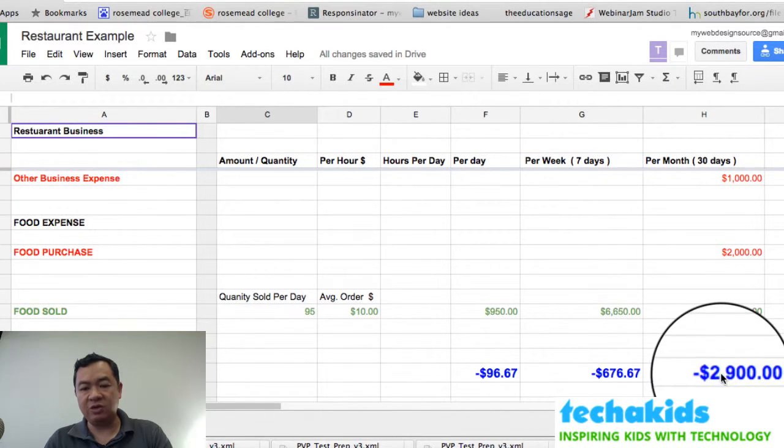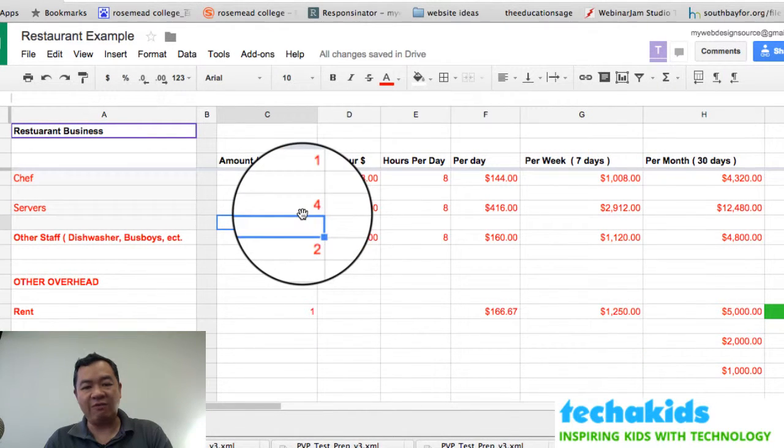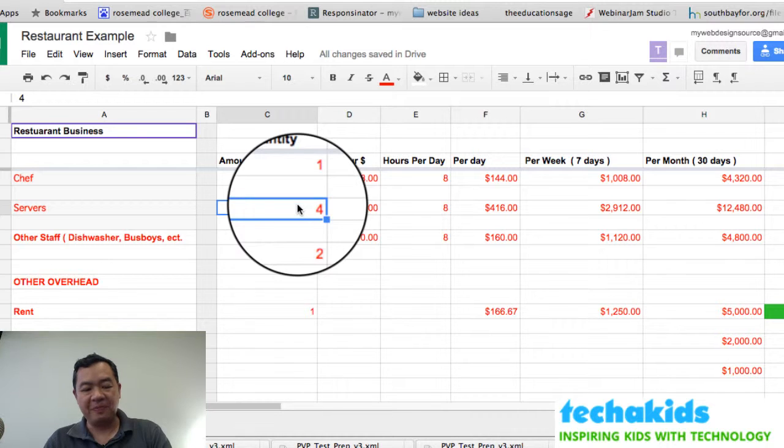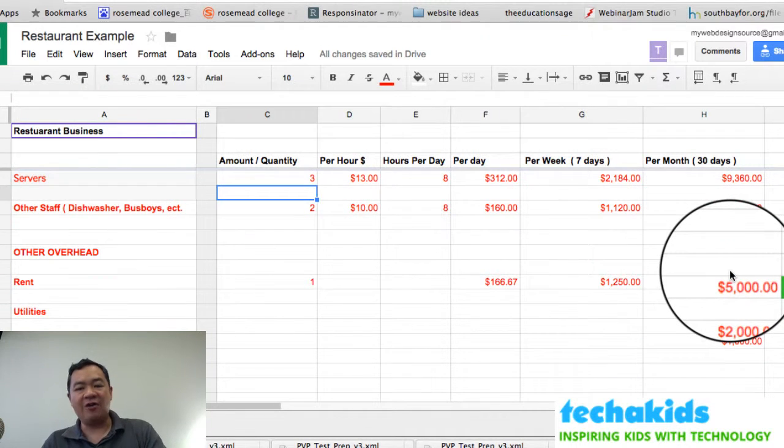At 4 servers, I'm negative 2,900 because I added that staff. So I'm going to lay off that staff or fire that staff or whatnot. If I lay off that staff because I'm not profitable, I can go back into being profitable at $220 a day. All right, that's about it.